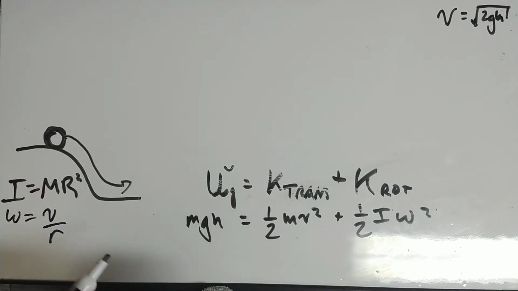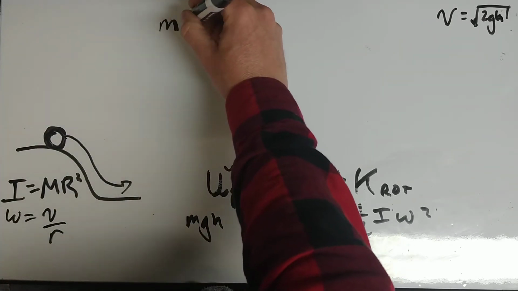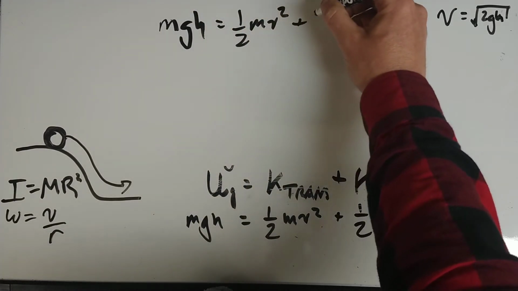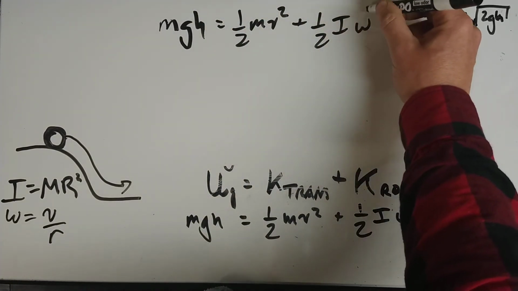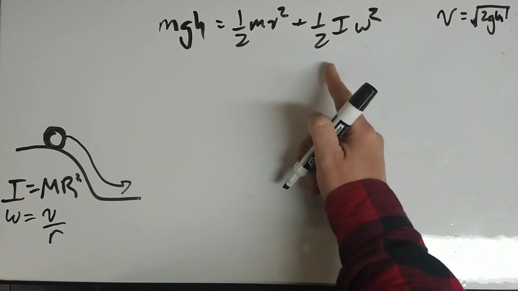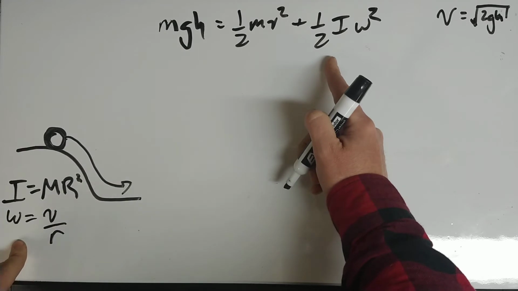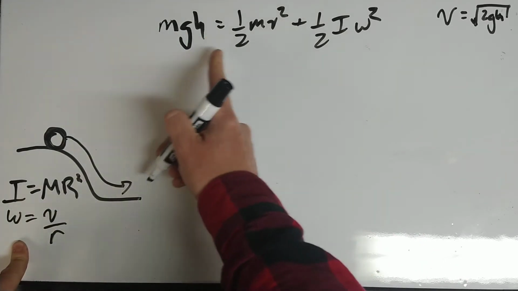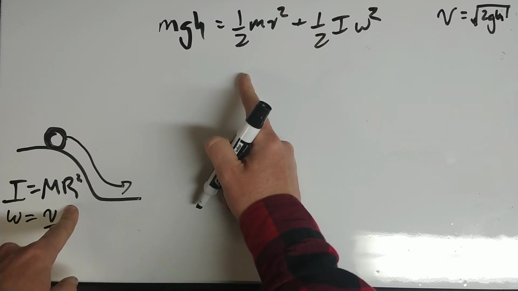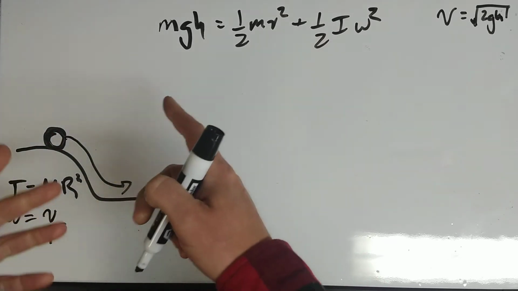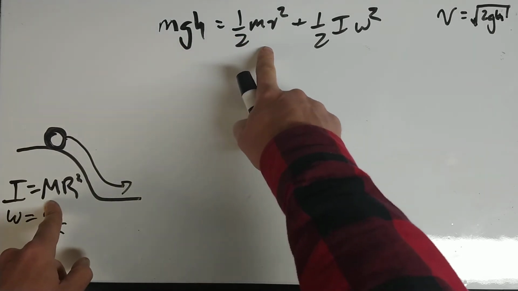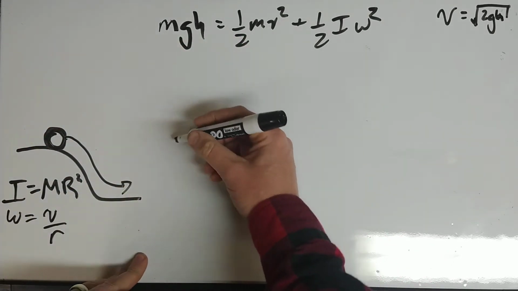All right, so I'm going to rewrite the equation up here. Mgh equals 1/2 mv squared plus 1/2 I omega squared. I'm going to put in I and omega. Now, I used lowercase m's in here. I use a capital M for my moment of inertia. They're the same thing in this case. This m and this M are all the same. It's just the mass of the hoop. So that's no big deal.